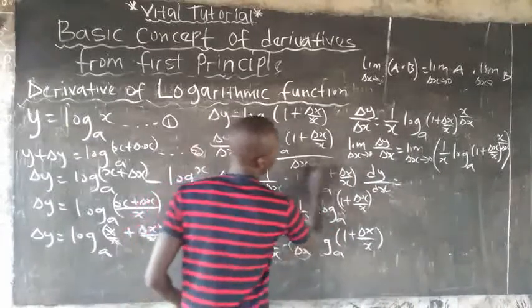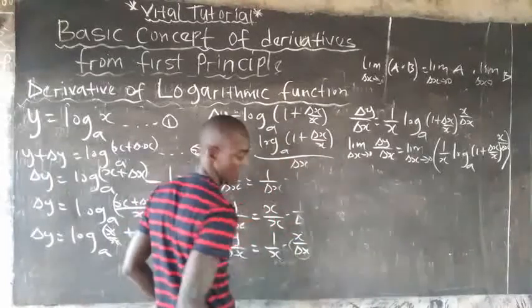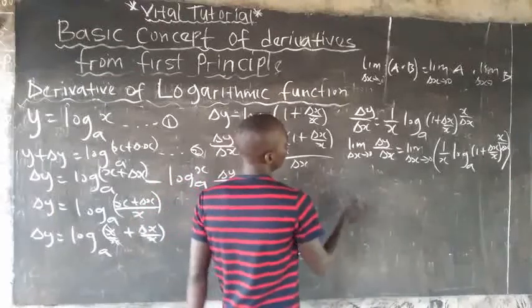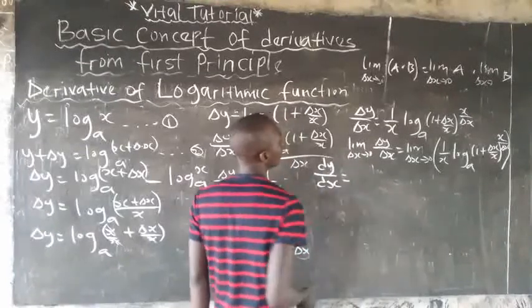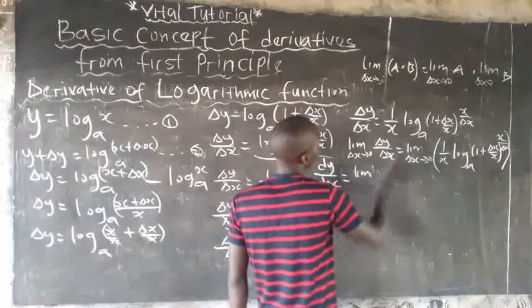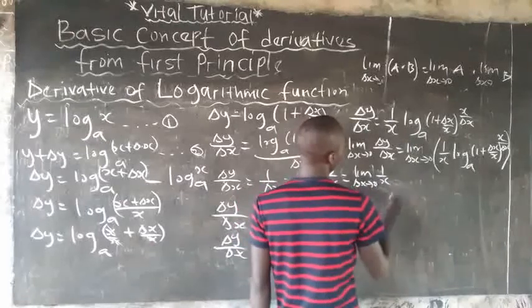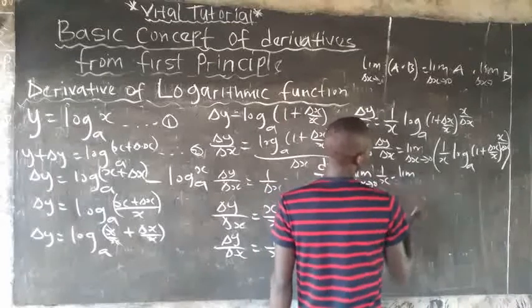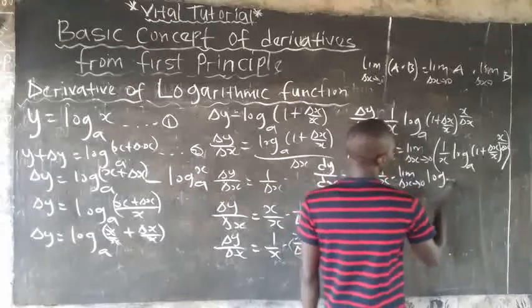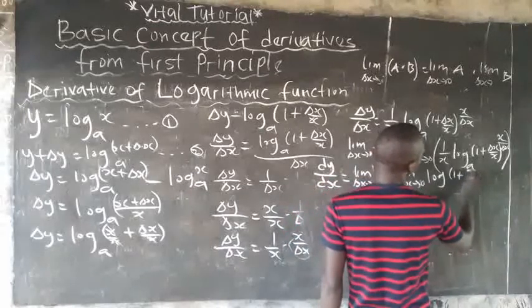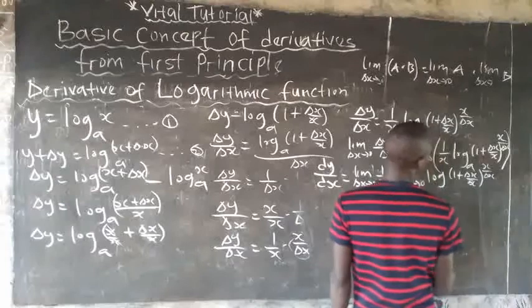So I want to clean this part so that we have enough space. So change in y over change in s, I told you earlier, is nothing but dy over ds, which is equal to the limit, follow the path, the limit as change in s approaching 0 of 1 all over s multiplied by the limit as change in s approaching 0 of log of 1 plus change in s all over s raised to the power of s over change in s, base a.